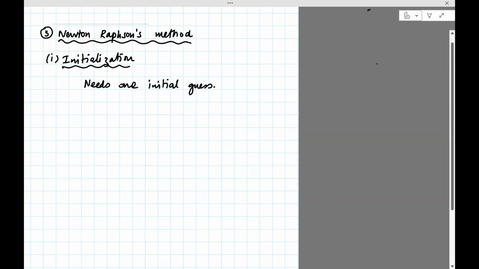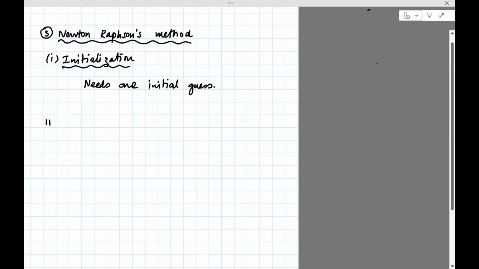And the good thing is that you can just give a random guess and you should be fine. Now, it so happens that sometimes your guess is so far off and the f of x is so complex that you do not end up with a solution. In that case, you need to give another guess, and yet another guess, till you get a solution. Okay, so this is a good thing about Newton Raphson. You don't have to do extra work in the beginning, like you would for bisection or regula falsi, where you have to bracket the root.